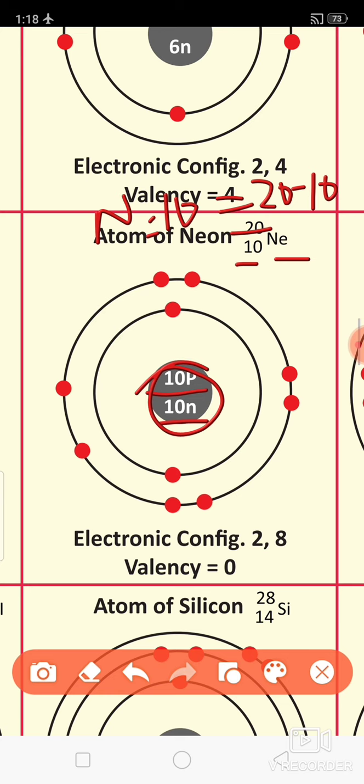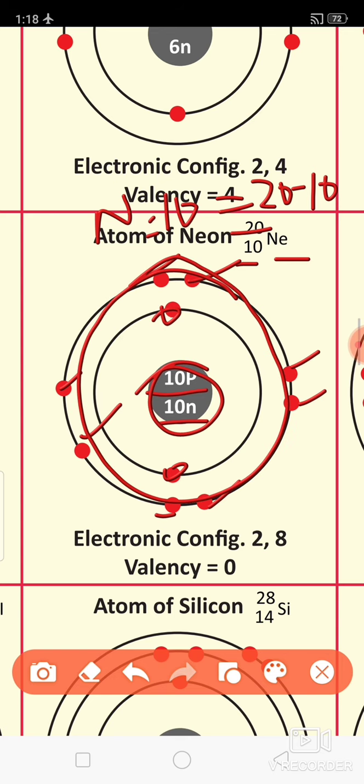The K shell has 2 electrons. The remaining 8 electrons: 1, 2, 3, 4, 5, 6, 7, 8. The outermost shell is completely filled. Electronic configuration 2, 8. So, rule 3 said that the outermost orbit can occupy 8 electrons only. So for neon it is completely filled. Valency is 0. 8 minus 8, valency is 0.